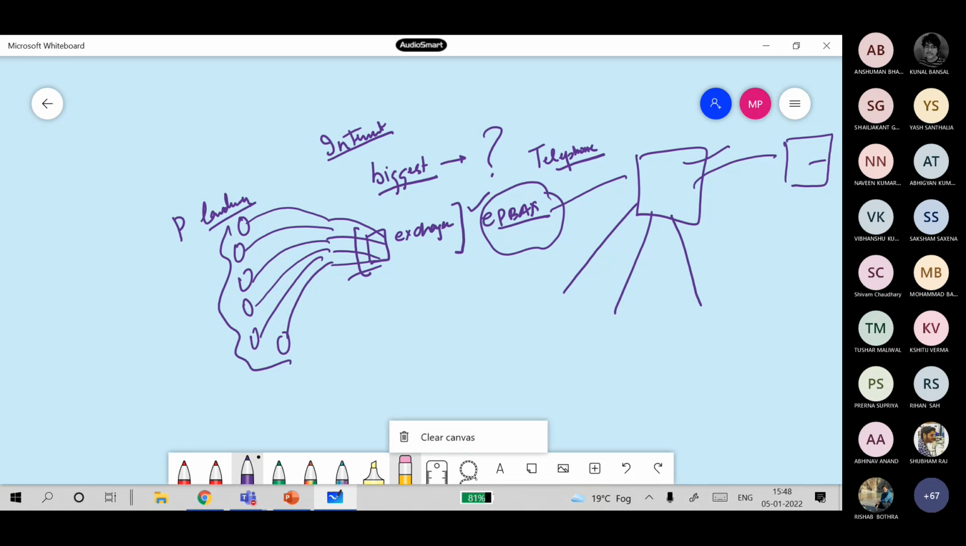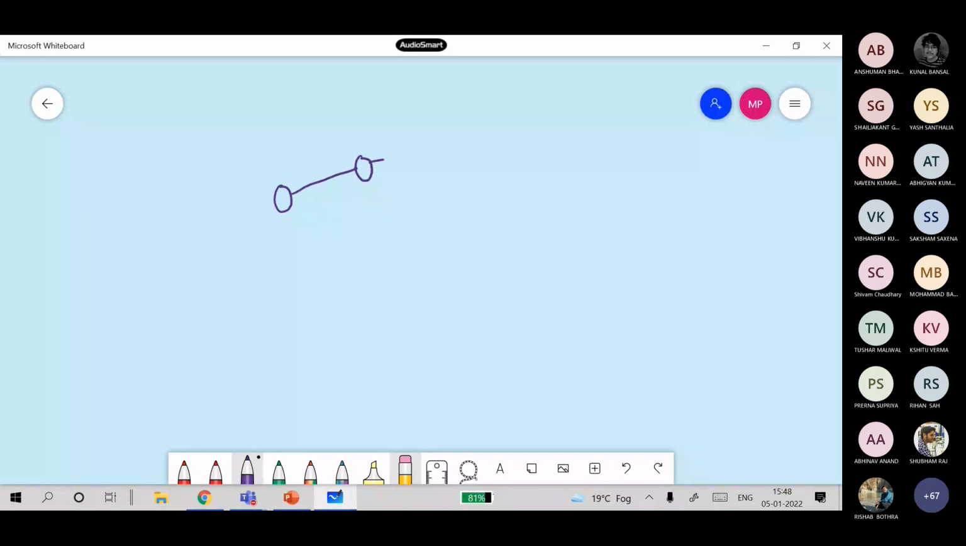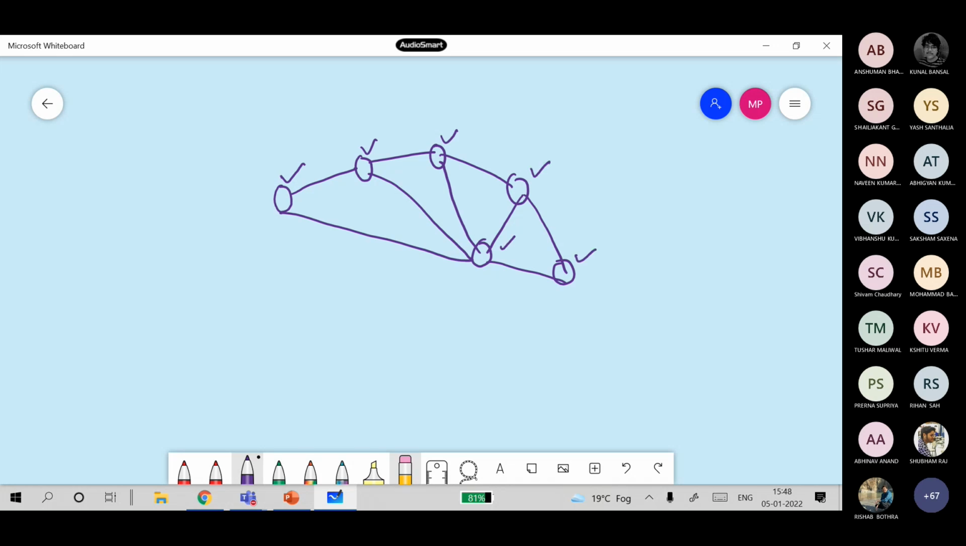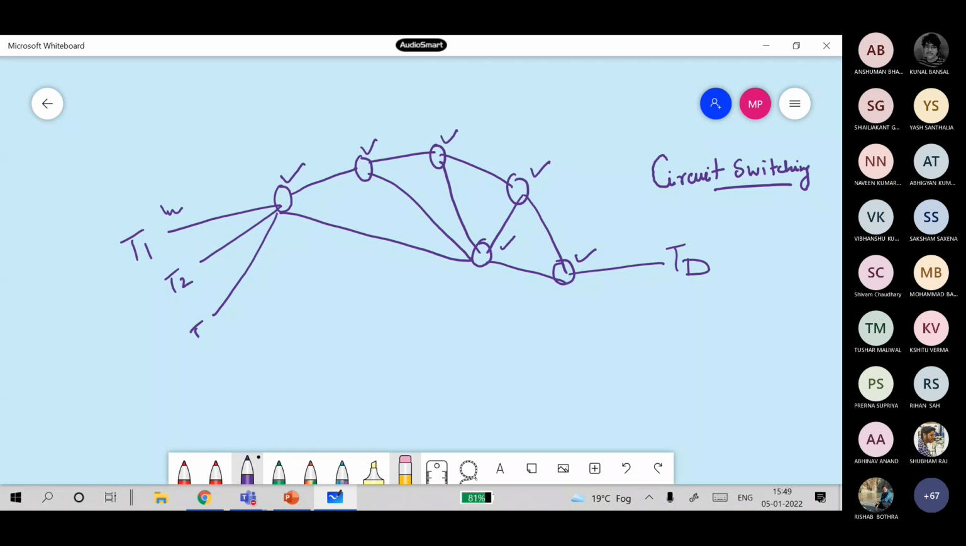Now, if I draw a telephone network in an abstract manner, it will look the same as the way we have drawn our normal computer network. These are the telephone switches, and then there are end devices, your telephone 1, 2, 3, and so on. Now, what was happening in the telephone network, and that's what you need to understand. This is the important concept: circuit switching was happening.